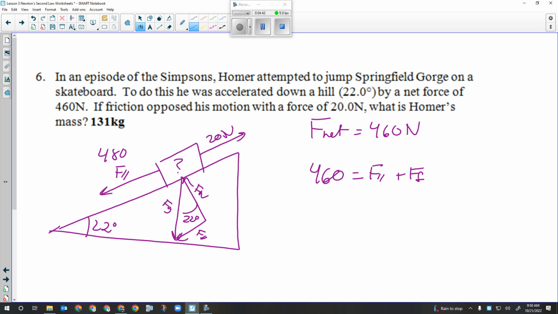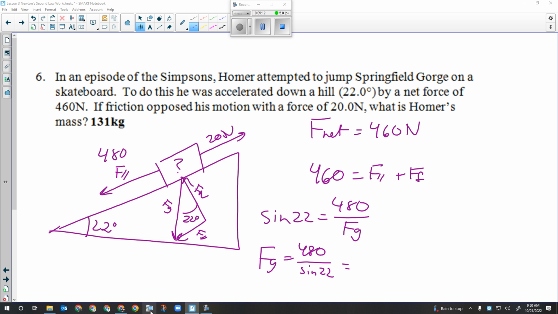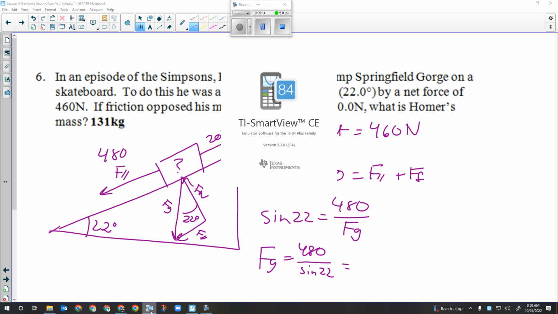So now that I know F parallel is 480, I can work backwards to get FG. I know that the sine of 22 is going to equal 480 divided by the force of gravity, opposite over hypotenuse. So I'm going to flip these so that I can get FG. 480 divided by the sine of 22 will give me Homer's weight. Not his mass, his weight, the force of gravity acting on his mass.